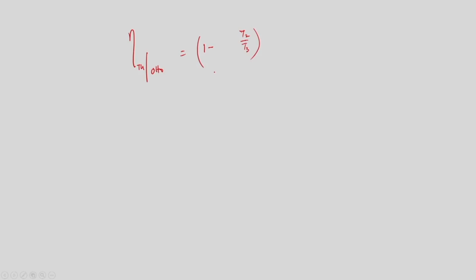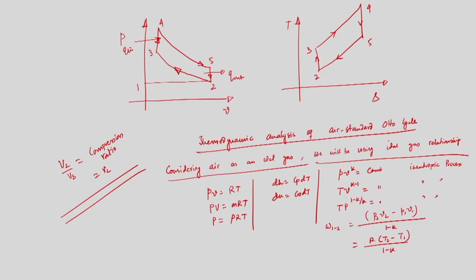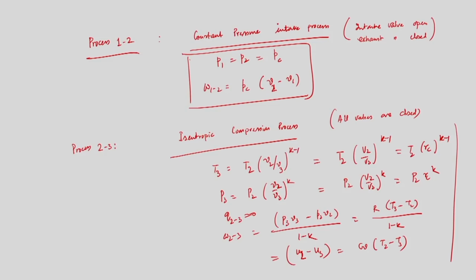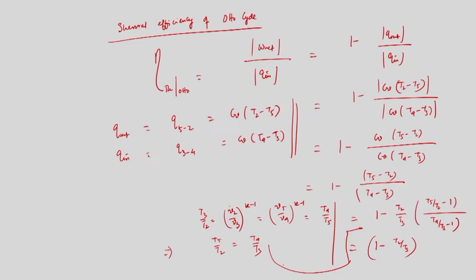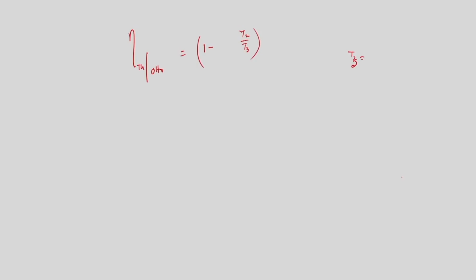So, what is 1 minus T2 by T3? If we go back to the process 2 to 3, we have seen that T3 is equal to T2 into R to the power K minus 1. Therefore, T2 by T3 is equal to 1 by Rc to the power K minus 1. Therefore, the expression is 1 minus 1 by Rc to the power K minus 1.